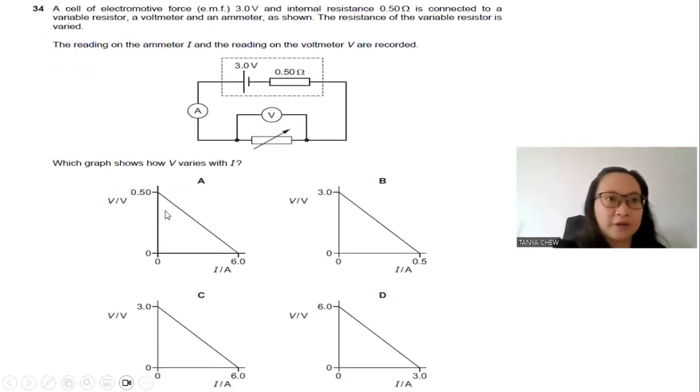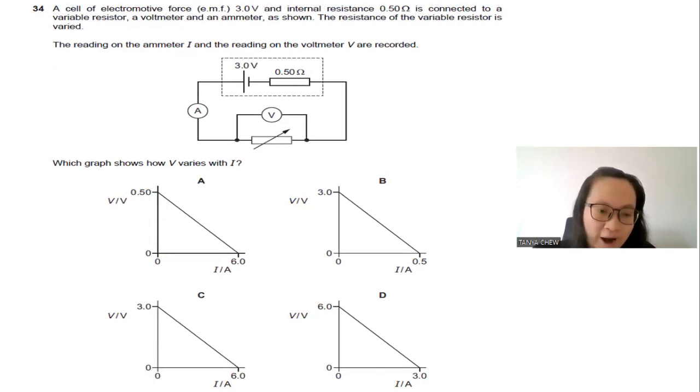Question number 34. A cell of EMF 3 volt and internal resistance 0.5 ohm is connected to a variable resistor, a voltmeter, and an ammeter as shown. The resistance of the variable resistor is varied. The reading on the ammeter I and the reading on the voltmeter V are recorded. Which graph shows how V varies with I?